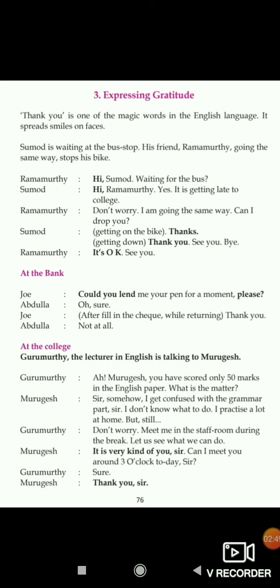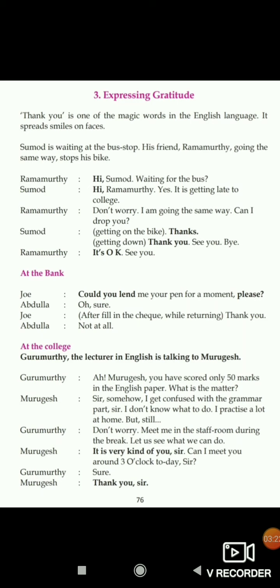Abdullah: Not at all. So see, Joe is in need of a pen and he first makes a request. As we have already learned how to make requests, we have to be very polite. We have to use modal auxiliaries: could you, if you don't mind. These are the auxiliaries we use to make requests to strangers. Look at how Joe is making a request to Abdullah. He's asking, could you lend me your pen for a moment, please? We have to say please also when making a request.